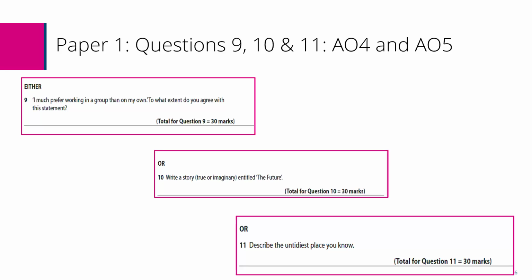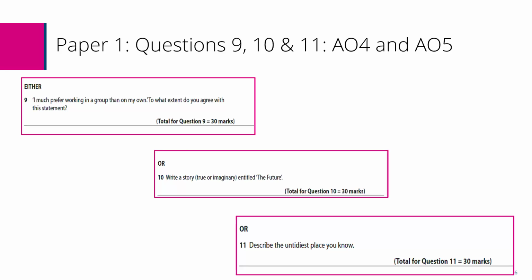I much prefer working in a group than on my own. To what extent do you agree with this statement? Or write a story, true or imaginary, entitled The Future, or describe the untidiest place you know. Now, in the June 2024 exam, it was question 10 that proved to be the most popular with candidates. There is a whole page of feedback and an exemplar for each of these questions in the examiner report.